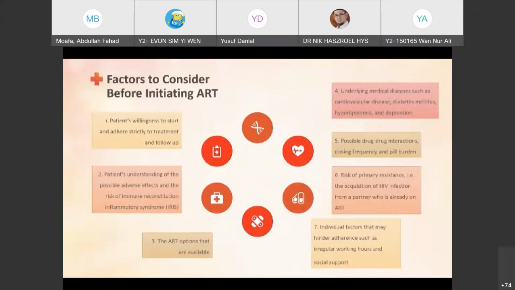We also need to assess the drug-drug interactions, dosing frequency, and pill burden before initiating ART to the patient. Another factor to be considered is the risk of primary resistance, or viral factors that will suggest resistance, like acquisition of HIV from a partner who is on treatment. And lastly, the patient factors that may hinder adherence, such as irregular working hours, depression, and gastrointestinal disturbance.